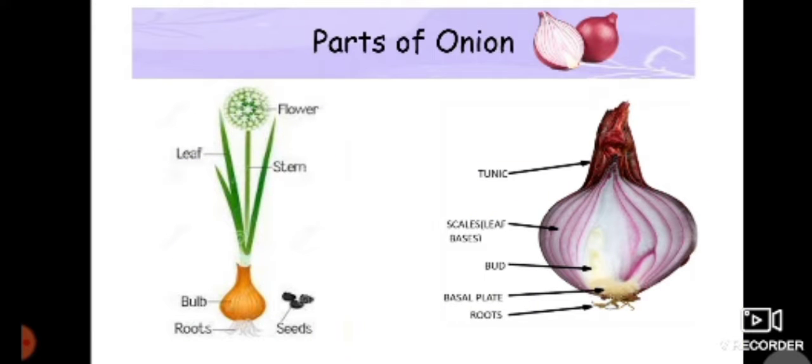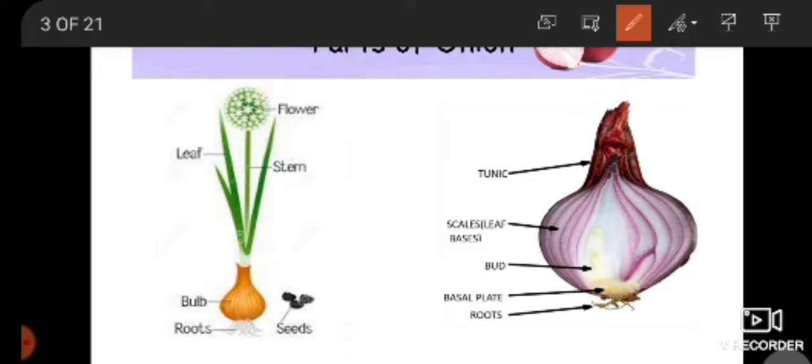So these are the parts of onion. First is the flower. So this is the flower, the stem which connects to the flower, then the leaves, then this is the bulb, then the roots, and the last, these are the seeds of onion.